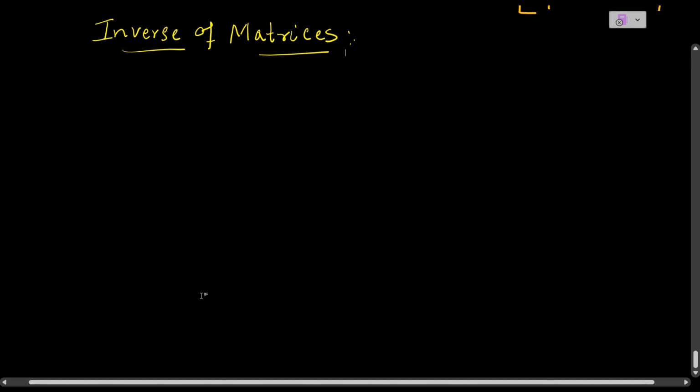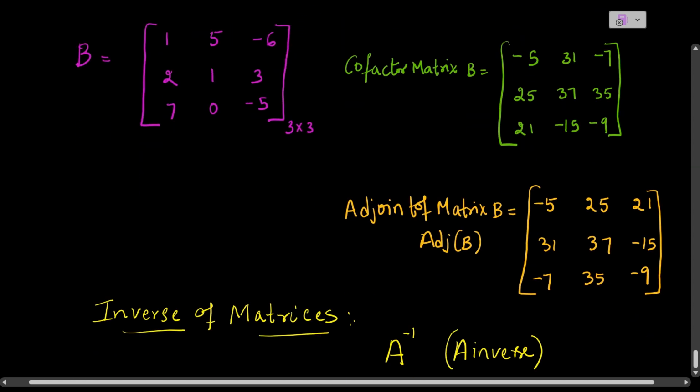So how to find the inverse of a matrix and how is it denoted? Suppose I have a matrix A. A inverse is denoted as A power minus 1, and it is read as A inverse. So this is the reading part and this is the writing part.